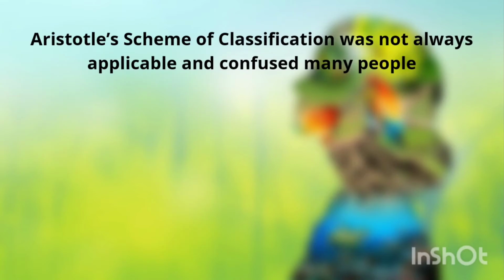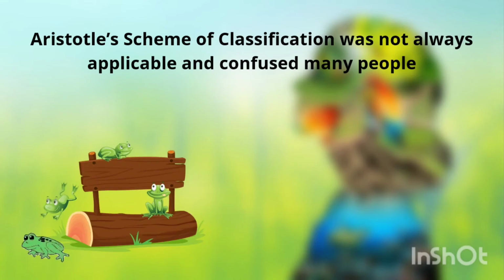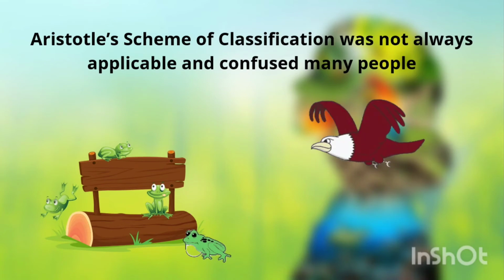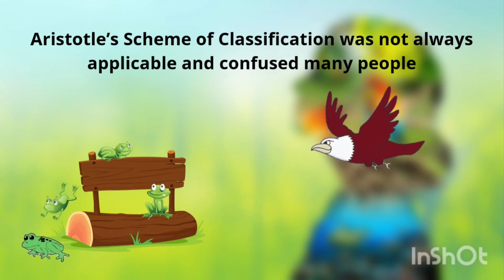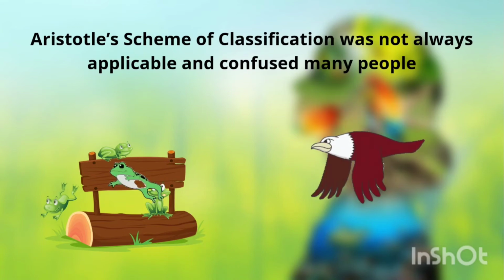Many plants and animals did not fit into Aristotle's system of grouping. Aristotle's scheme of classification was not always applicable and confused many people. For example, in the case of a frog, it can live both in water and on land. So how are we going to classify a frog? Is it a land dweller or a water dweller? Another example is a bird. A bird does not stay in the air for 24 hours.